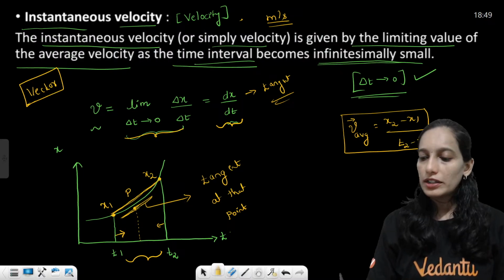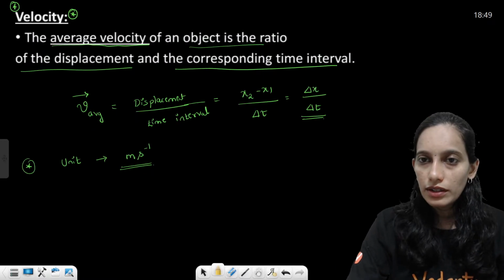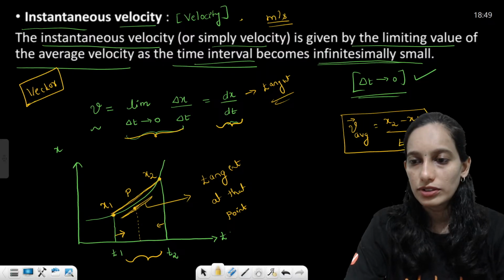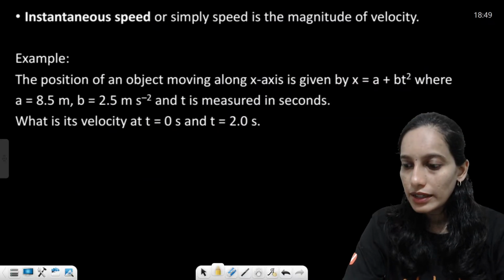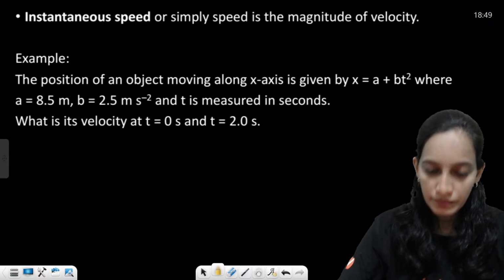Okay, hope you understood how to get the average velocity and instantaneous velocity. Is that clear? Any doubt? Please ask in the chat box. Let me just check once.